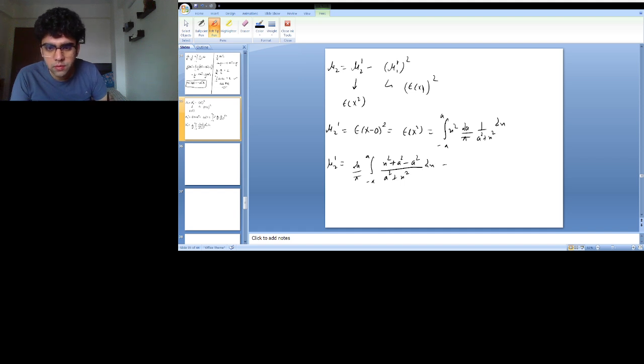Now separating this gives me 2a upon pi. I'm just separating the integrals, from minus a to a. Now x square plus a square upon a square plus x square, this becomes 1. So 1 minus a square upon a square plus x square dx, from minus a to a.